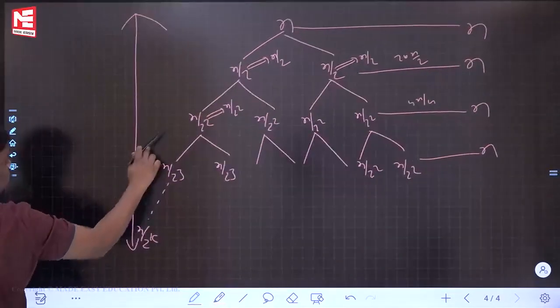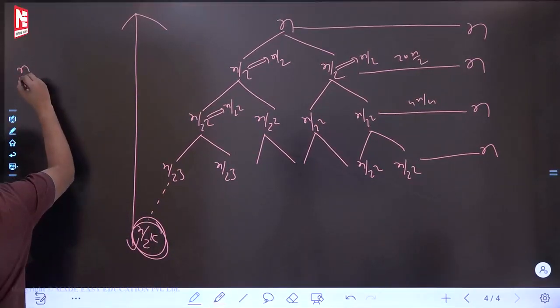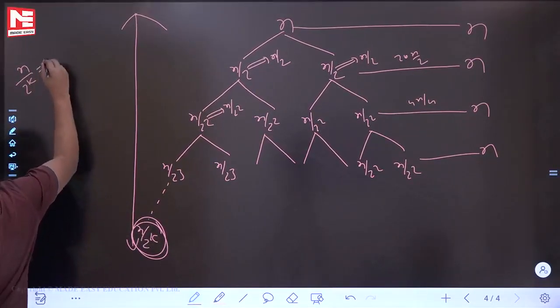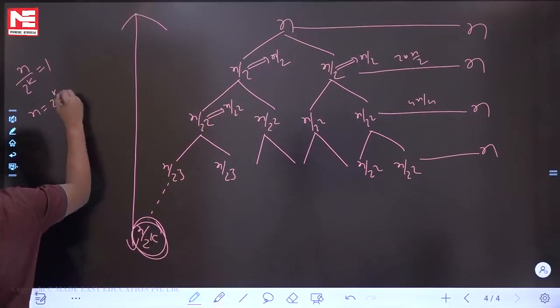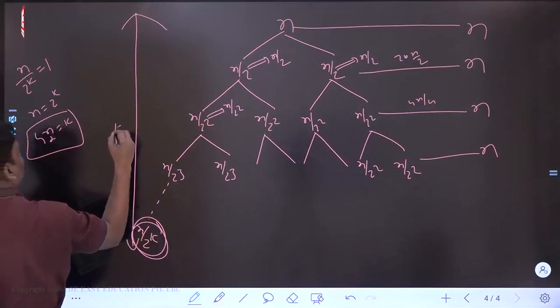Some people are asking why you stopped. This value becomes 1. That is the reason I stopped. What is the answer? n by 2 power k is equal to 1. n is equal to 2 power k. Log n base 2 is equal to k. k is log n base 2.